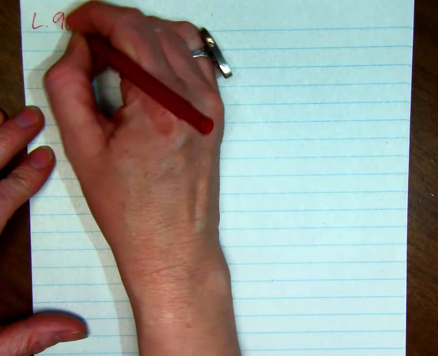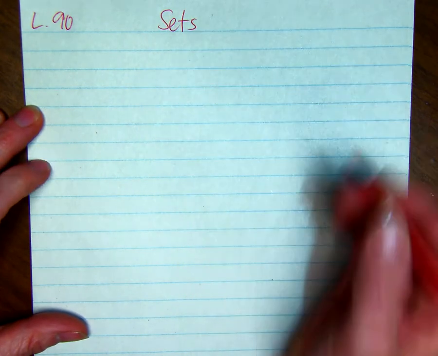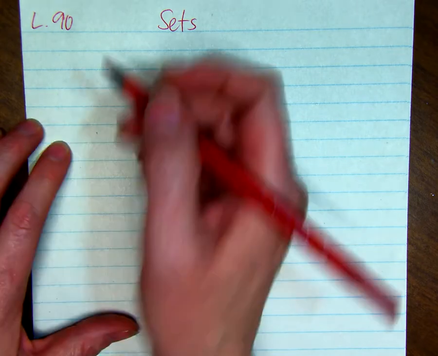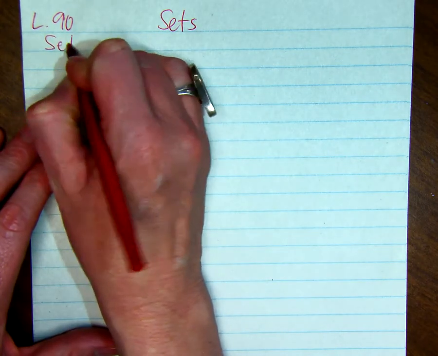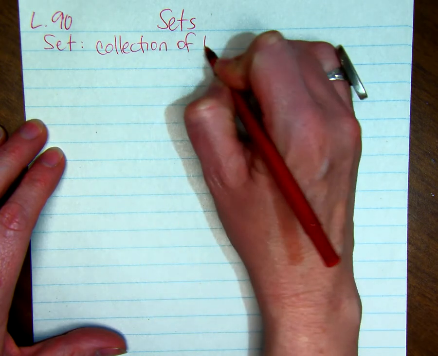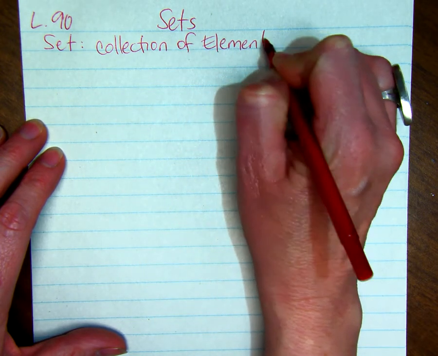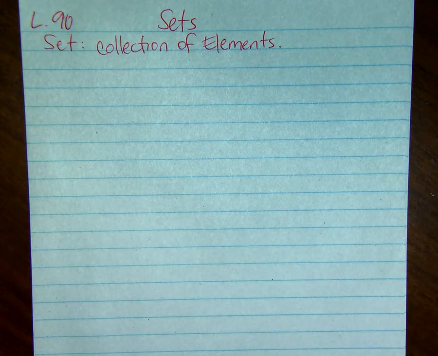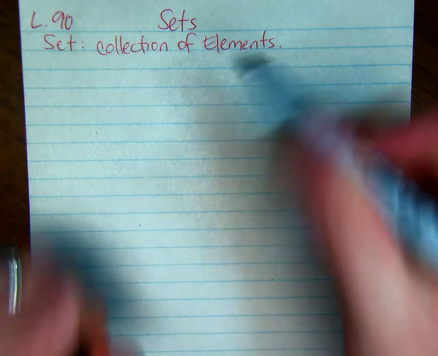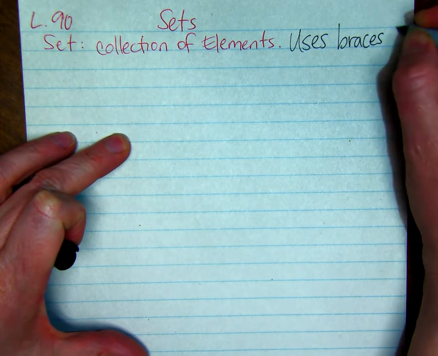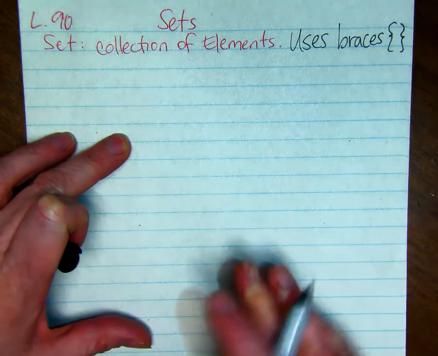Lesson 90, Sets. A set is a collection of elements. They use braces. So we have to make sure that we have braces on our sets. Those are those pretty parentheses.